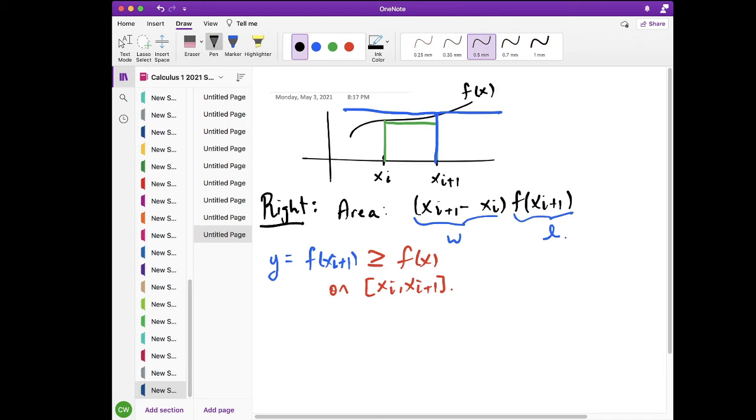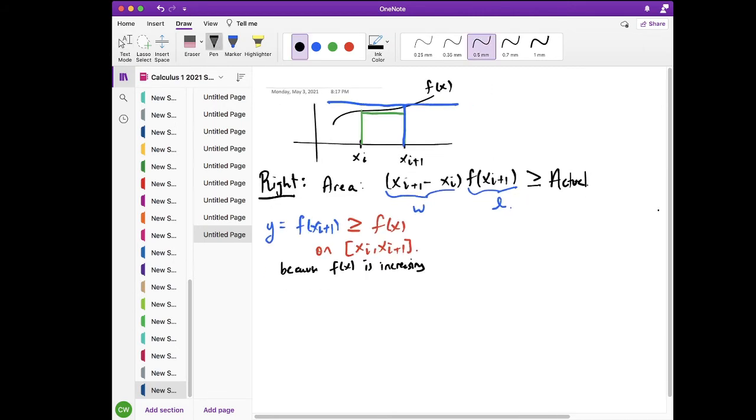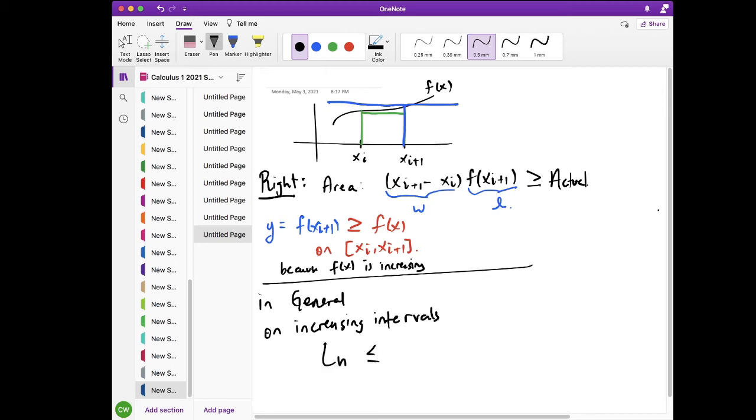Yes, because it's increasing. F of xi plus 1 is the biggest point in the interval, so that means it has to be the largest. So this is always bigger than the area. So we just established that, in general, on increasing intervals, L of n is always less than A, which is always less than R of n.